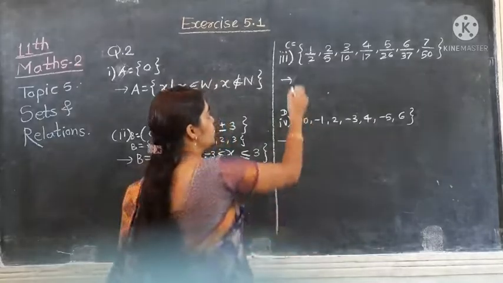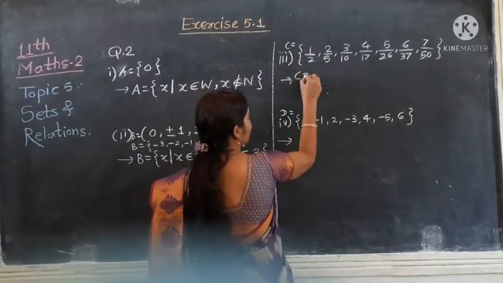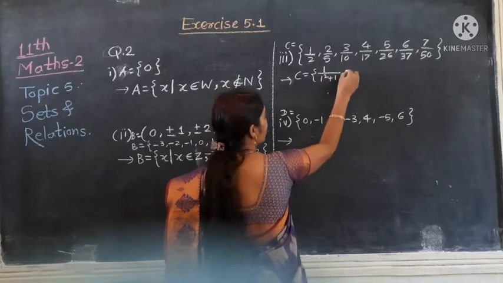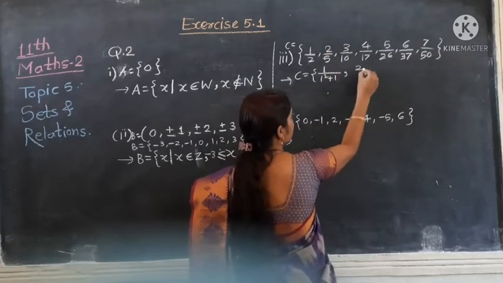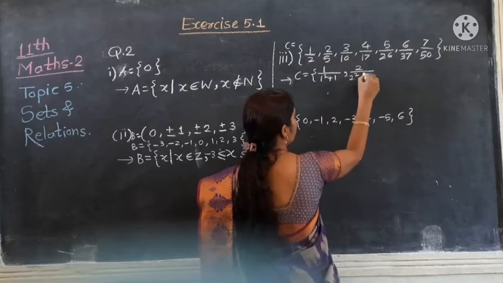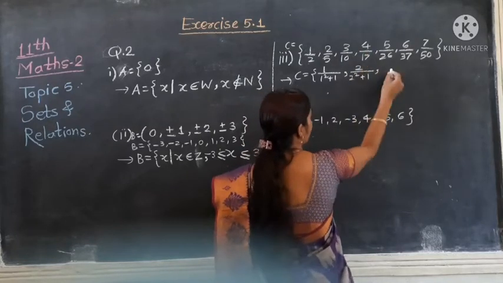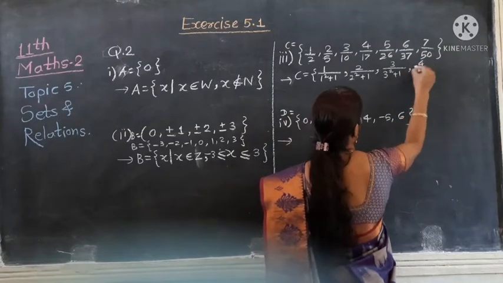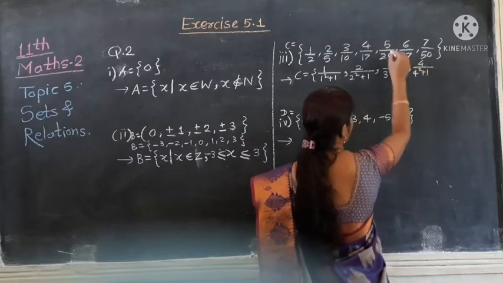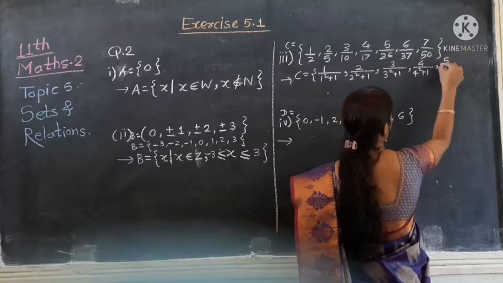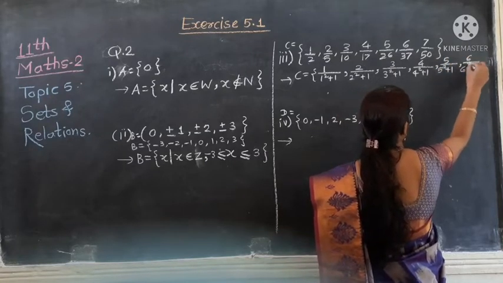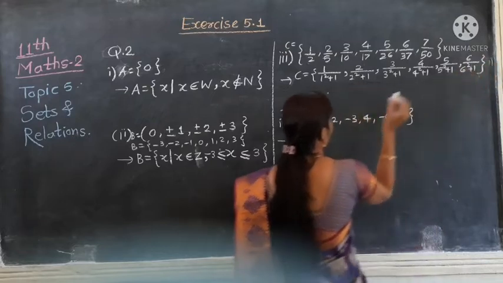So see here, you can write this C set as 1 upon 1 square plus 1. You write this as 2 upon 2 square plus 1. You can write this as 3 upon 3 square plus 1, 4 upon 4 square plus 1, 5 upon 5 square plus 1, 6 upon 6 square plus 1. In this way you can write.